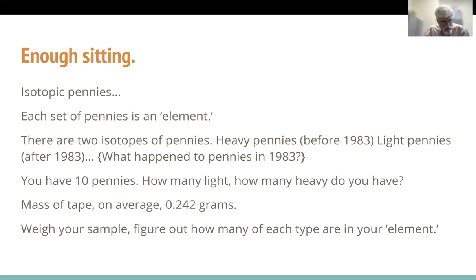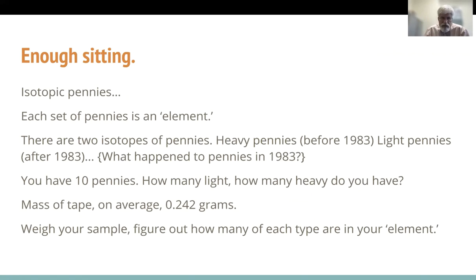Just like any element in the periodic table, there are isotopes of that particular element. So what I'm asking you to do is to determine for your particular element how many are heavy and how many are light based on the analysis that we've done previously. But this time you have unknowns rather than just plugging and chugging on a calculator, multiplying and adding as you go. Now, I would also like you to understand that something happened in 1983 to pennies.